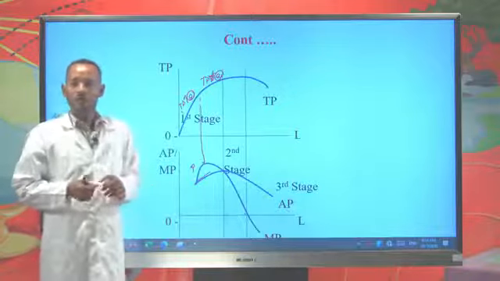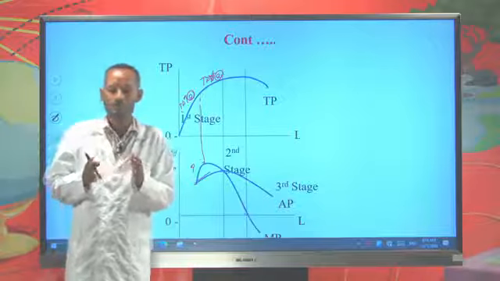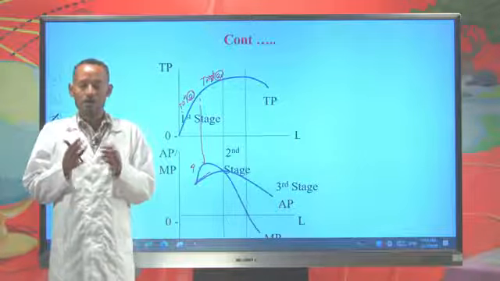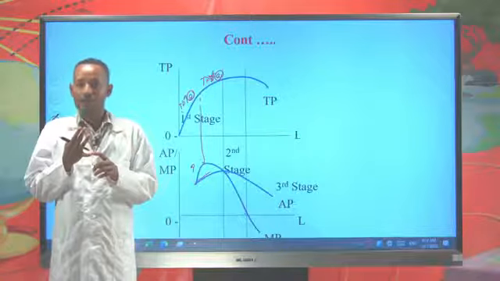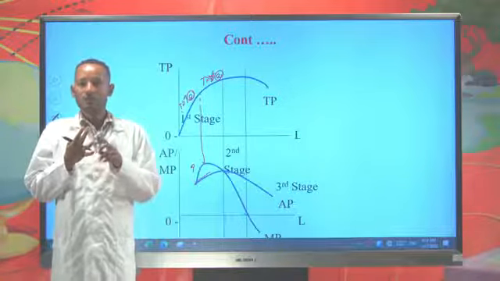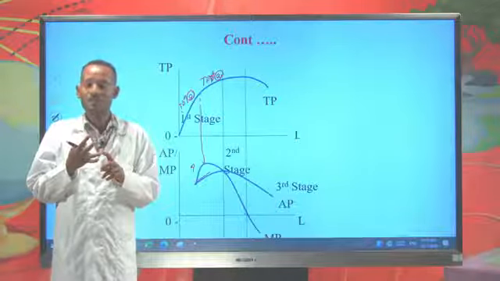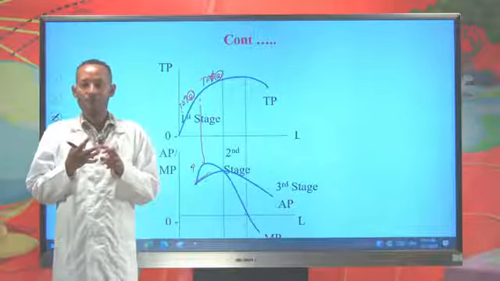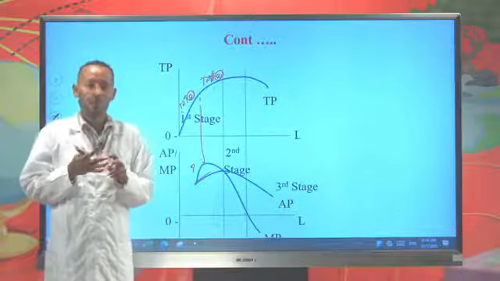So the three relationships between the AP and MP of the variable input labor are: whenever MP is above AP, AP increases. Whenever AP equals MP, AP is at its maximum. And finally, whenever AP is above MP, then AP decreases.